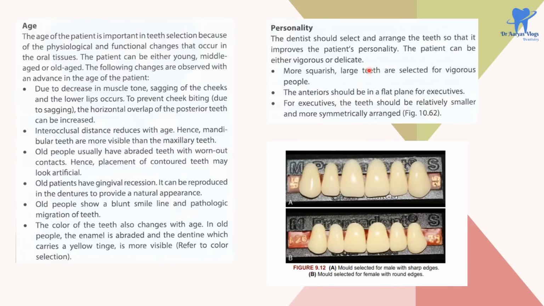And the patient can be either vigorous or delicate. So there are two types of personality, that is vigorous or delicate. More squarish, larger teeth are selected for vigorous people. And the anteriors should be in a flat plane for executives. For executives, the teeth should be relatively smaller and more symmetrically arranged.